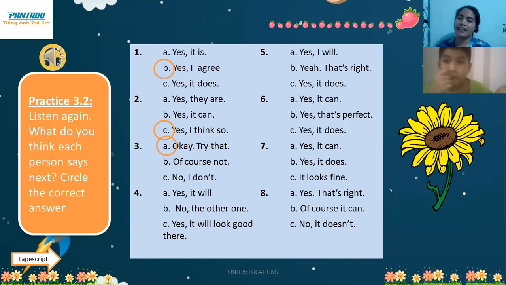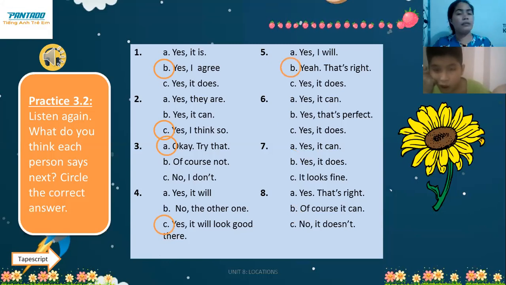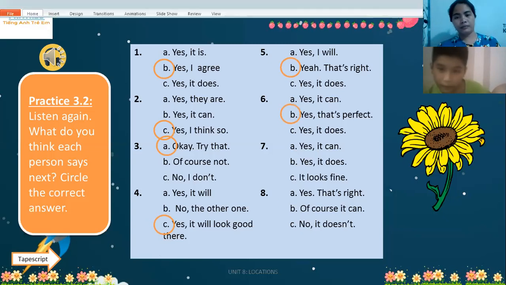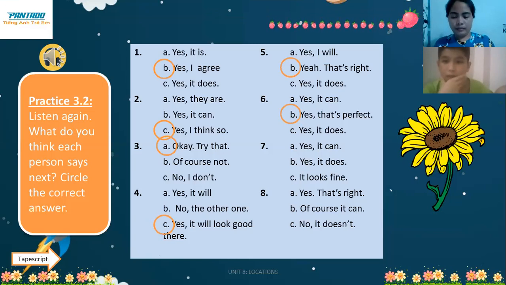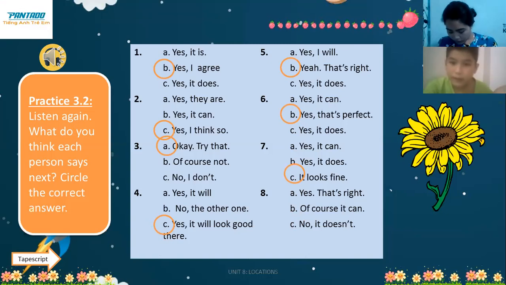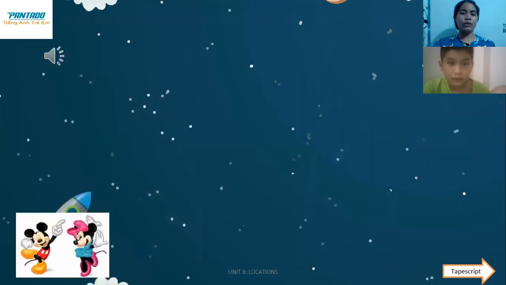Okay, okay. Let's try that. Number four. Number four. Easy. Number five. Number five. B. B. Yeah, that's right. Number six. Number six. B. Yes, that's perfect. Number seven. Number seven. Easy. It looks fine. Number eight. Yes, that's right. Yes, very good.